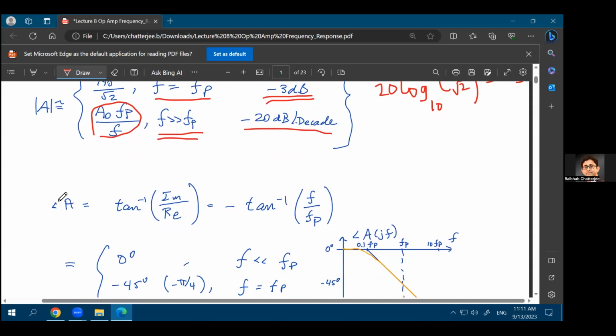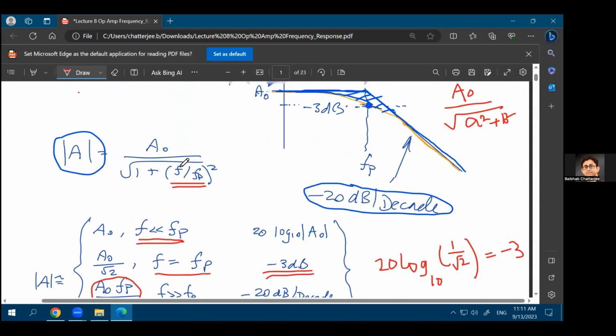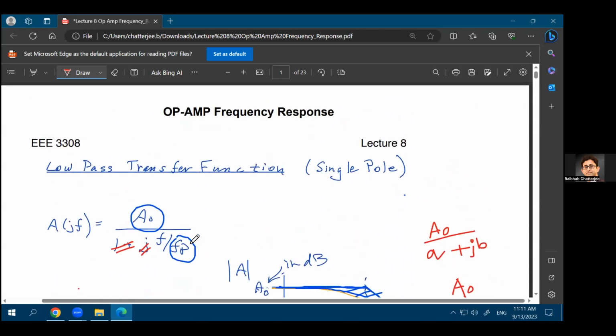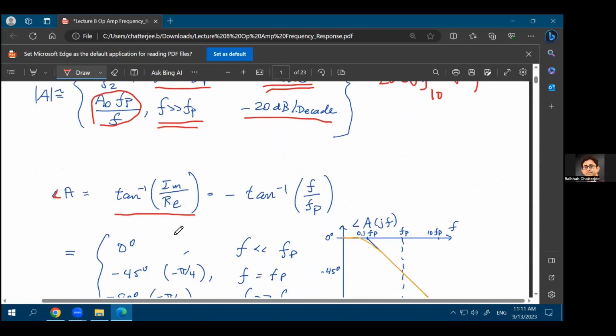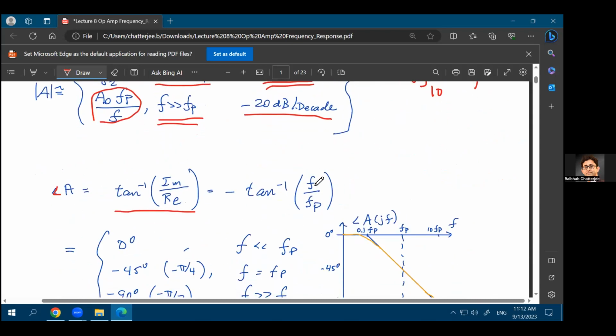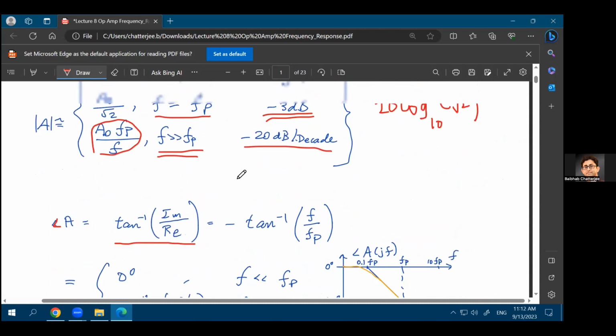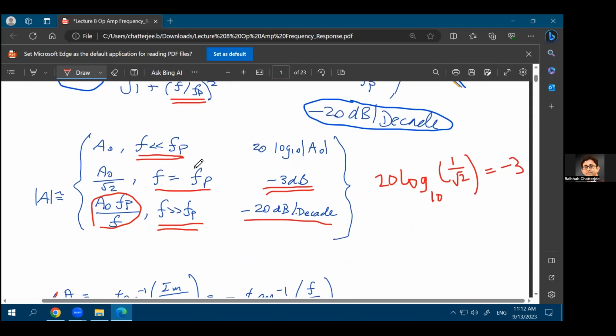What would be the phase of the transfer function? What would be the angle of A? Again, going back to your theory of complex numbers, high school math, that's tan inverse of the imaginary part divided by the real part. What is the imaginary part over here in this transfer function? This is the j times f over fp, right? So that will be the imaginary part, j times whatever is multiplied with j, that is f over fp. And what was the real part? The real part was equal to 1. But because that 1 plus j f over fp, the entire thing is in the denominator, you have this minus term.